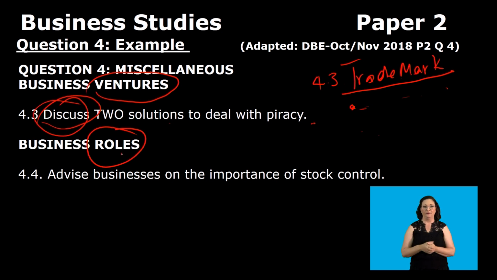And then there's business roles also in question 4. Advise businesses on the importance of stock control. Also advise. So you need to give full sentences. Why? To ensure full marks. If you give vague sentences, you will not get full marks.